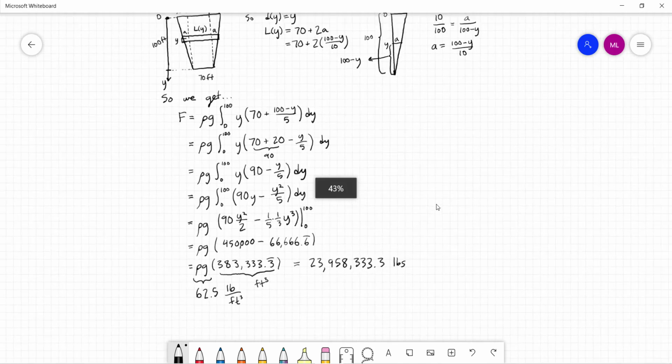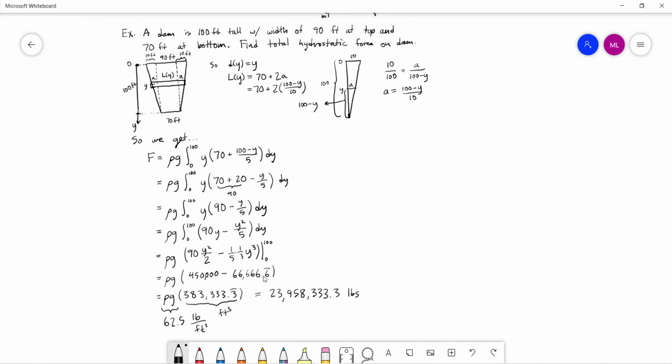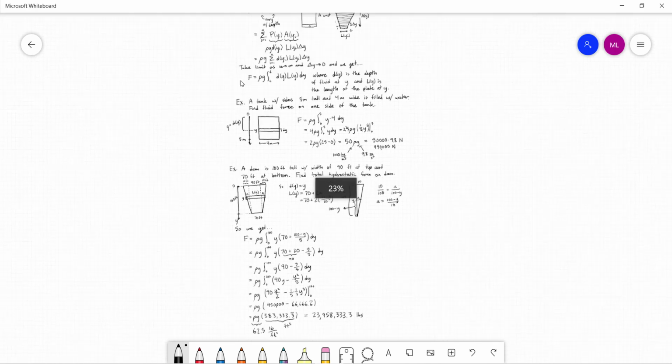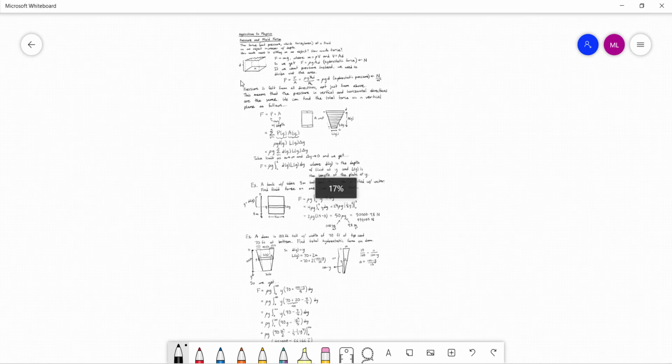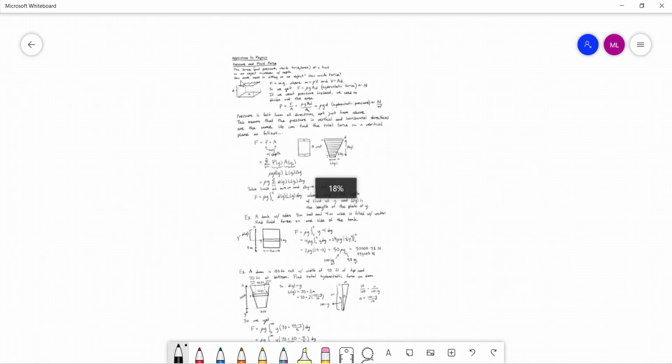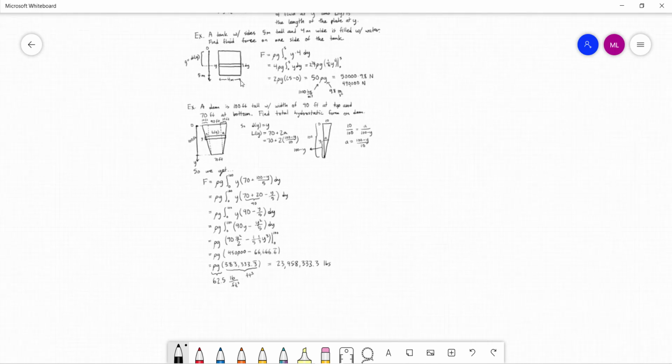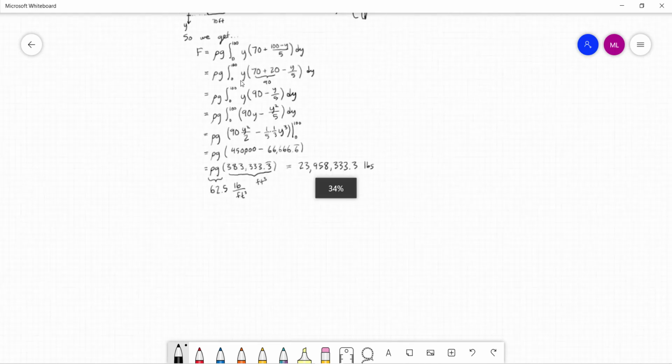The hardest part in these problems, other than just the arithmetic at the end, is making sure that you get a good expression for this function here, the cross-sectional length, on a problem like this. So that's our first application with a couple of examples. That's our pressure and fluid force. There's some other examples in this section. I really only want to do one more.